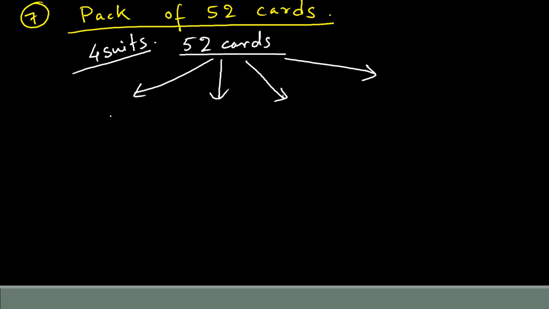Okay, so number one is hearts. You will get a hearts. You will get a spade. You will get a clubs. You will get a diamond.